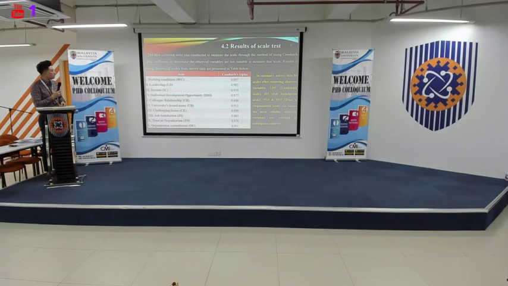The second result is the scale test. The data collected were also used to measure the scale through the method of using Cronbach's alpha to determine the observed variables and test the reliability of the scale. The results of testing the theoretical scale from survey data are presented in the table below. Include working condition.